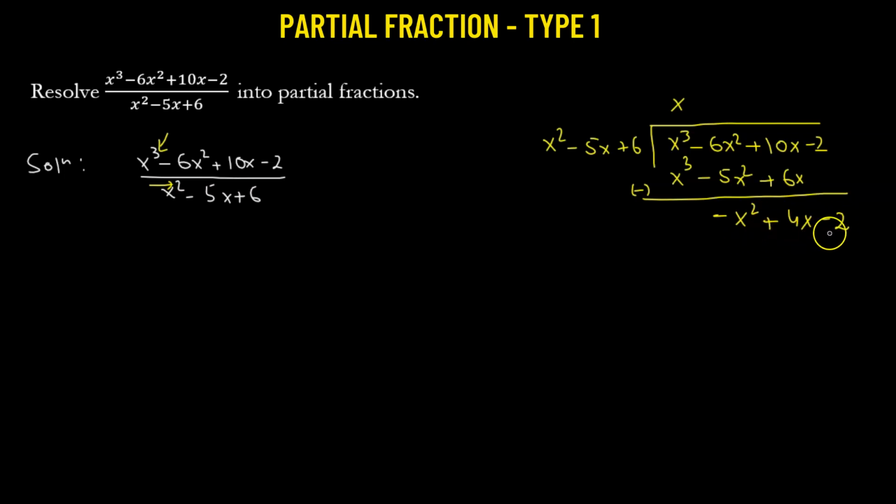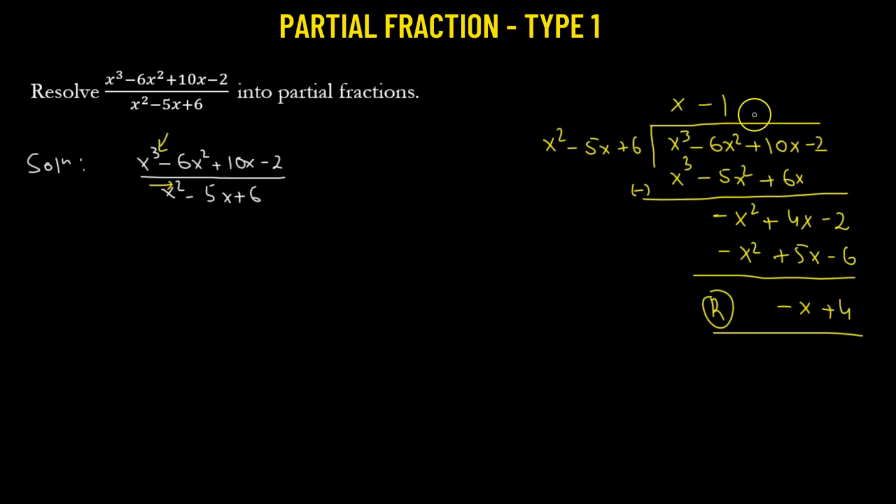Further, divide negative x squared plus 4x minus 2 by x squared minus 5x plus 6. This time we multiply with negative 1, so x squared times negative 1 becomes negative x squared. Negative 5x times negative 1 makes positive 5x, and positive 6 times negative 1 is negative 6. Now again we subtract, so we get 4x minus 5x, that's negative x. Negative 2 minus negative 6 is positive 4. So this is going to be our remainder, and we have x minus 1 as our quotient.